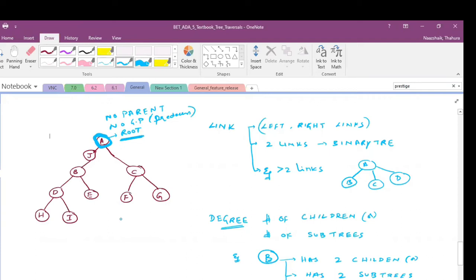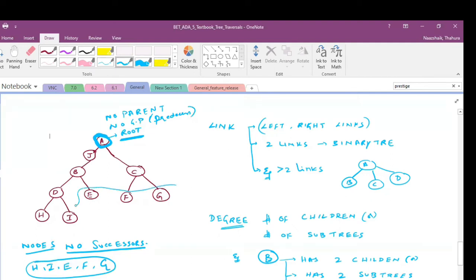Okay. Now look at this and give me the nodes which have no successors. H, I, E, F. Correct. H, I, E, F, and G. Right? So these kinds of nodes are also called as? All of these nodes which don't have any successors or any children are also called leaves.